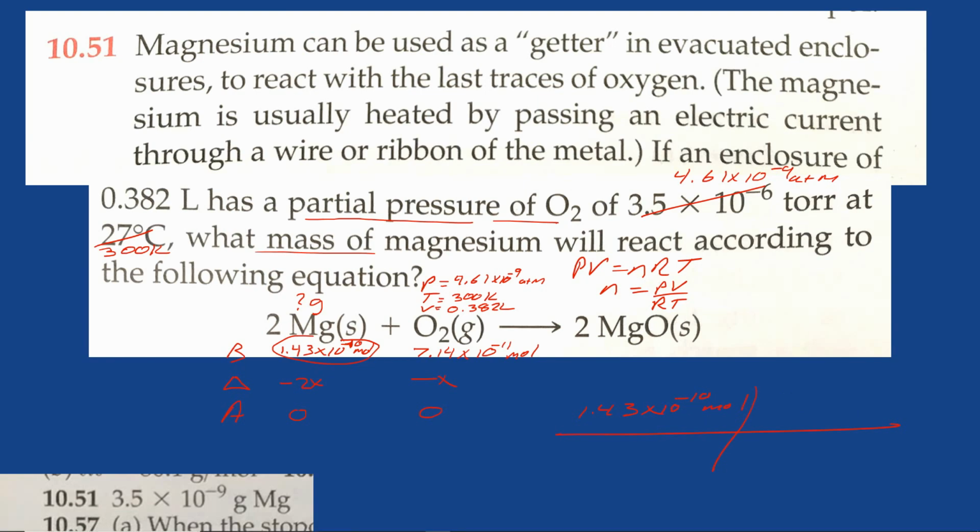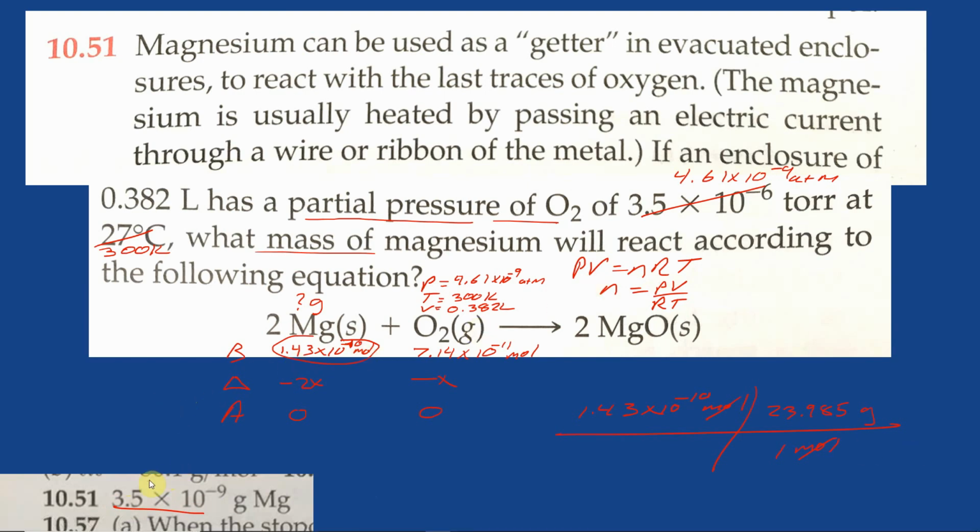Siri, what's the molar mass of magnesium? The answer I find is 23.985 atomic mass units. Thank you, Siri. All right. Do that, and hopefully when we multiply those together, we get the answer 3.5 times 10 to the minus 9th.